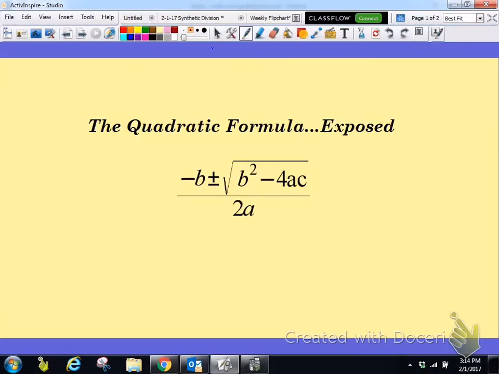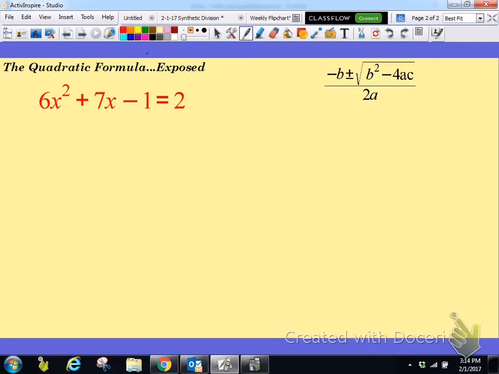Alright, ladies and gentlemen, today we're going to be looking at the quadratic formula and how to use it to solve quadratic equations. So, the first example we're going to be looking at is 6x squared plus 7x minus 1 equals 2. Now, before we get started doing anything, I have to remember to set it equal to 0. It's extremely important, otherwise you're going to get an entirely wrong answer.